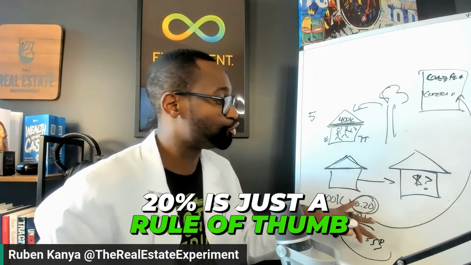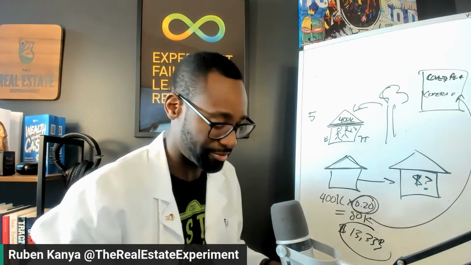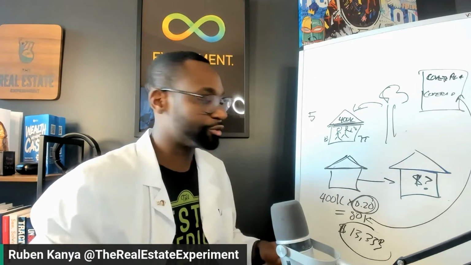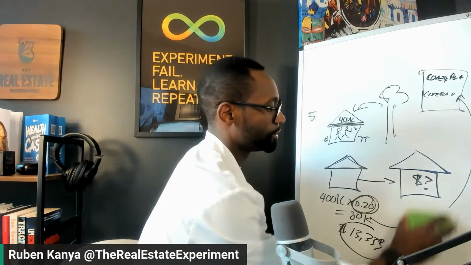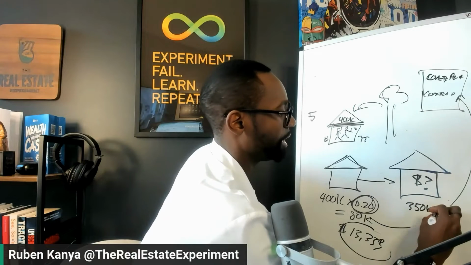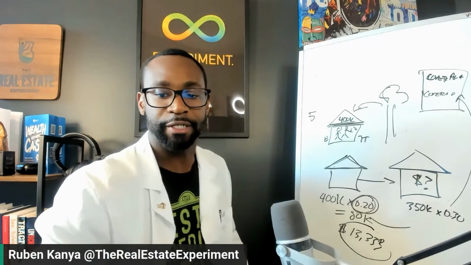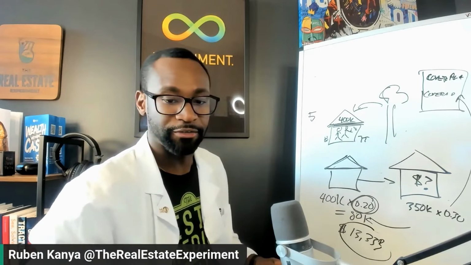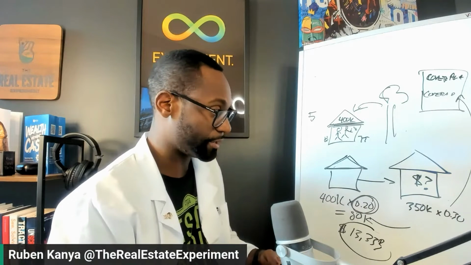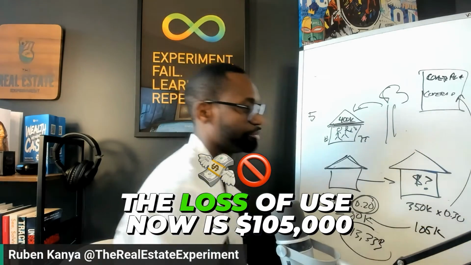But now keep in mind, 20% is just a rule of thumb. It goes anywhere from 20 to 30% sometimes, which means that if I took 30% of the dwelling value of $350,000, right? You want to get more granular, we can get granular. $350K times 0.3, because now we're saying, let's say it's 30%, right? That's $105,000. Let me do that one more time just so I know that that's accurate. Times 0.3. That's $105,000. The loss of use now is $105,000.